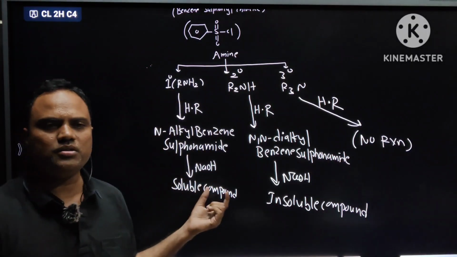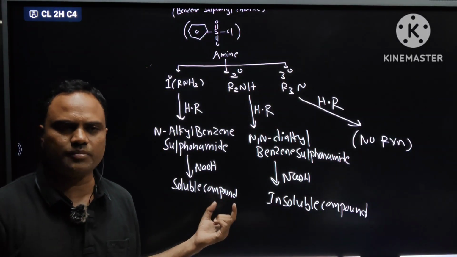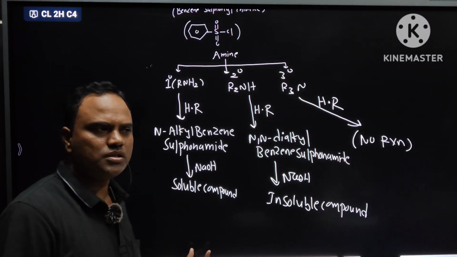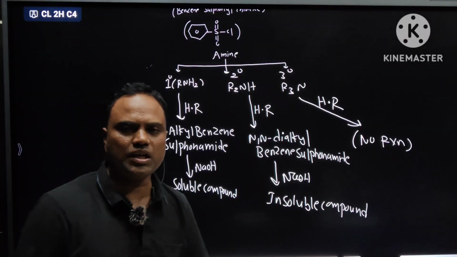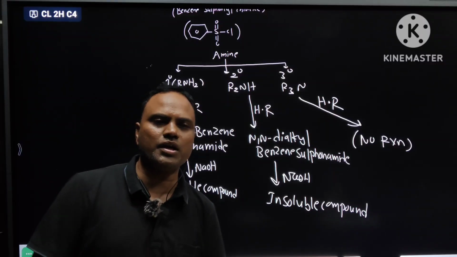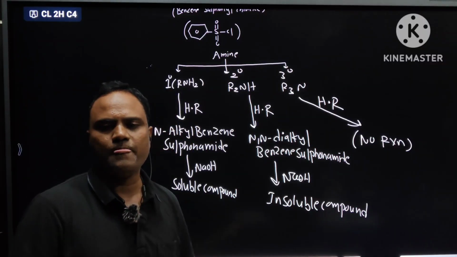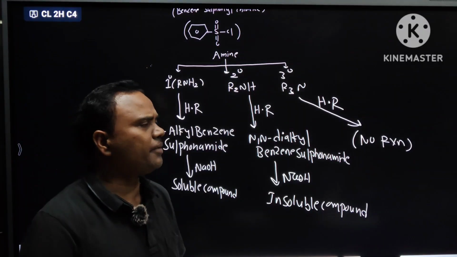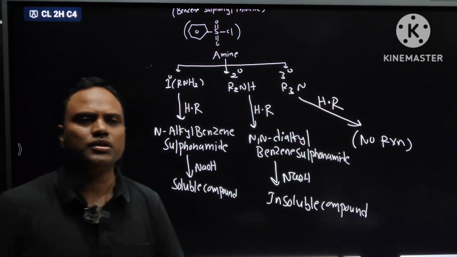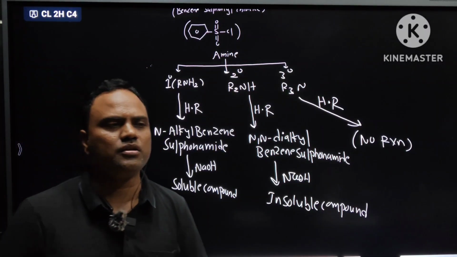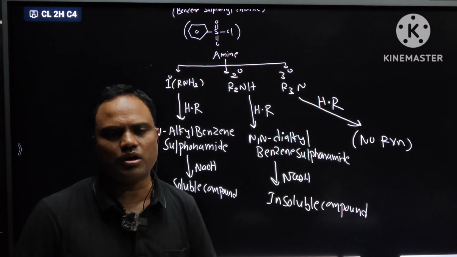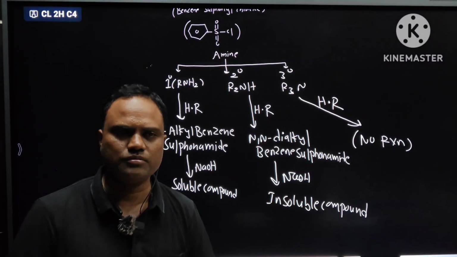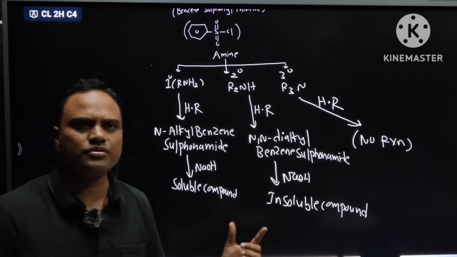So primary amines give N-alkyl benzene sulfonamide, which when treated with NaOH gives a soluble compound. Secondary amine gives N,N-dialkyl benzene sulfonamide. It gives an insoluble compound with NaOH. Tertiary amines do not react with the Hinsberg reagent. An amine which does not react with HR is which degree? 3 degree. Clear? Online students, got it?